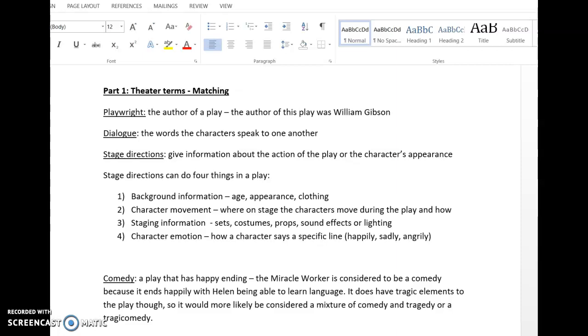Character movement tells you about where on stage the characters are moving during the play and how they're moving. So are they going upstage? Are they crossing to the couch? Are they twirling in a circle? That's described in stage directions.